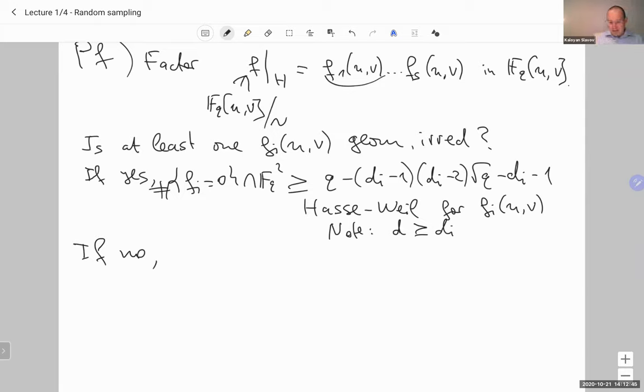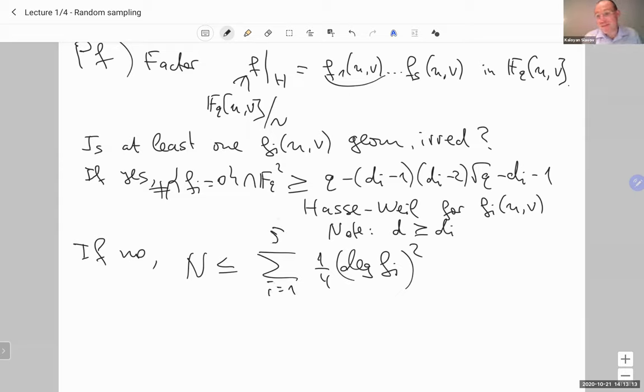If no, then all of the factors are FQ irreducible, but geometrically they become reducible. Remember our example from the beginning with x squared minus a times y squared. Such polynomials have very few FQ points. So in this case, n is less than or equal to the summation of 1 quarter times degree Fi squared, i from 1 to s.